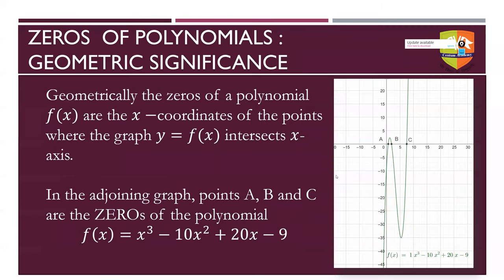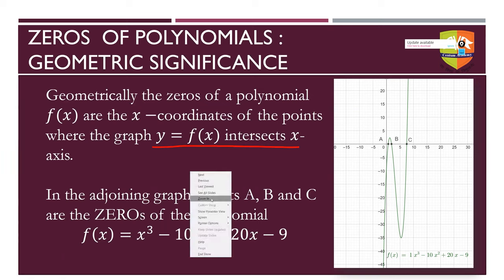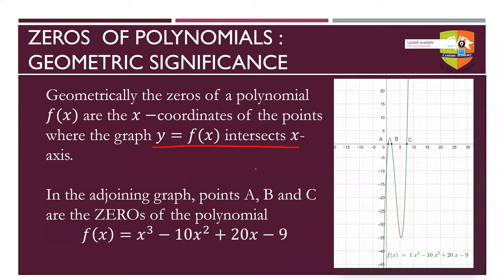Next. This is what we are talking about, and this was a question in your board exam as well. Geometrically, the zeros of a polynomial f(x) are the x-coordinates of the points where the graph y = f(x) intersects the x-axis. Right, but that doesn't mean that if it is not intersecting, it will not have a zero. It will definitely have a zero. Whether it is real or not depends on whether the graph actually physically cuts the x-axis or not. Now in the adjoining graph, points A, B, and C are the zeros of the polynomial. I have shown this polynomial, and there are A, B, and C, three values where it intersects. So three real zeros in this case.